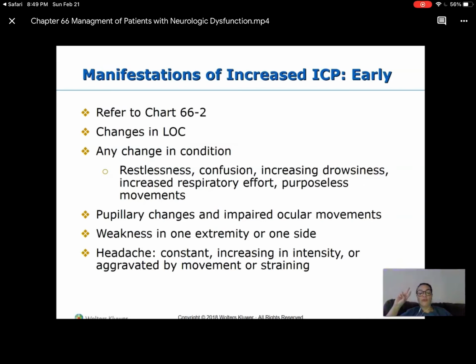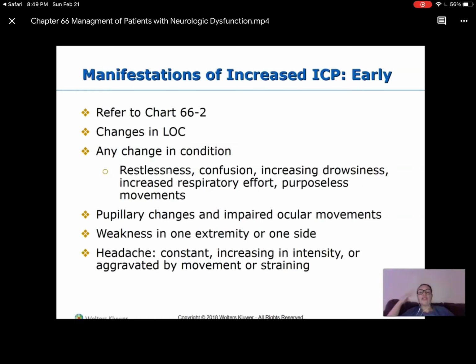At some point, our pupils can change in diameter. They could have two different ones. This is not a good sign. Weakness in one extremity over the other. Why? Because it depends on where this poor brain is being compressed. Constant headaches, increased intensity, and how normal is a headache? How normal? I just have a headache.